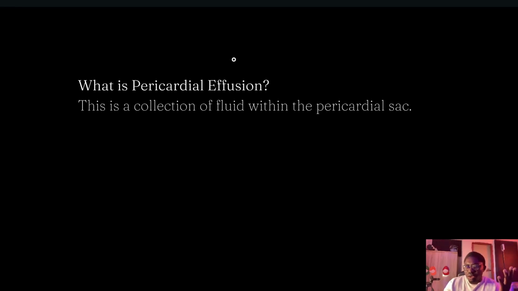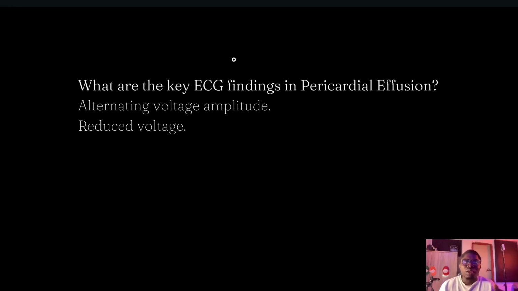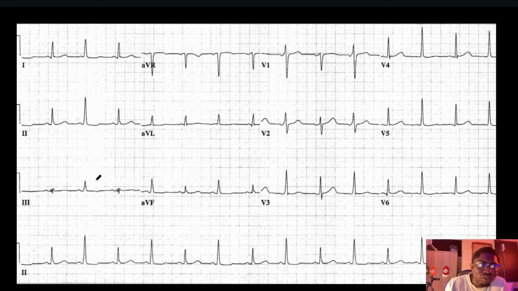Pericardial effusion is defined as a collection of fluid within the pericardial sac. What are the ECG findings in pericardial effusion? Alternating voltage amplitude and reduced voltage. Actually, there is reduced voltage in some of these. Like this is reduced voltage. So you could see a generalized reduced voltage, but you could also just see alternating reduced voltage as well.